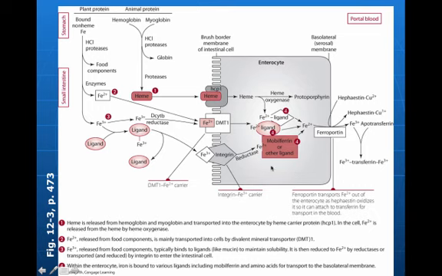So this doesn't show it, but when iron goes into an enterocyte, some of that iron can actually be bound to ferritin. And that provides an important protective mechanism. But ferritin also provides a method of regulation of iron absorption. Iron that's bound to ferritin can sometimes stay in that enterocyte until the enterocyte is sloughed.